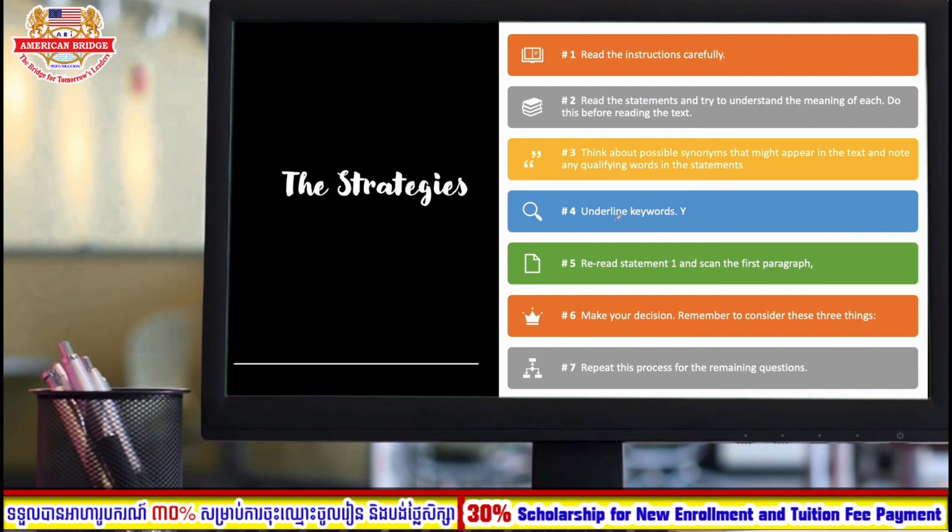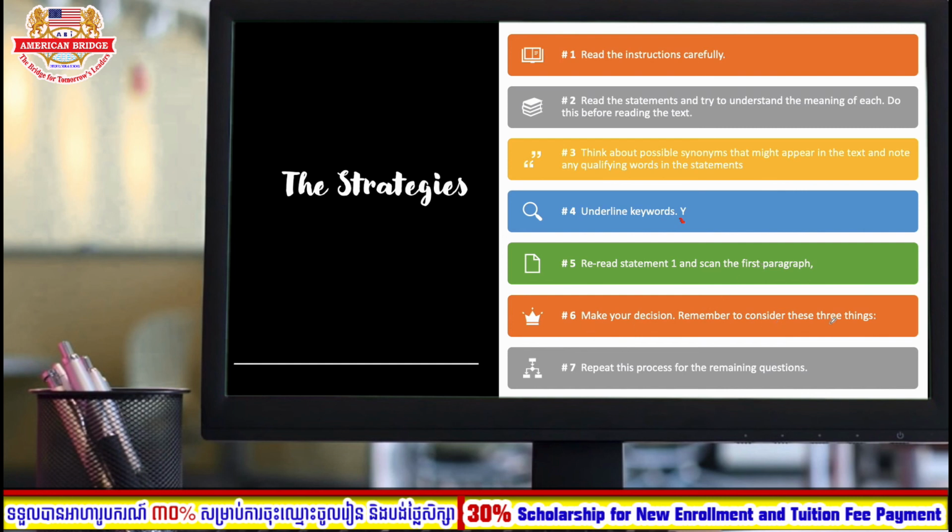Number 4, underline keywords. So why do you need to underline the keywords? Because it is easier for you to locate that information later. Number 5, reread statements once and scan the first paragraph. So the first paragraph is the main idea. So generally you can get a lot of information by just reading the first paragraph. Number 6, make your decision.